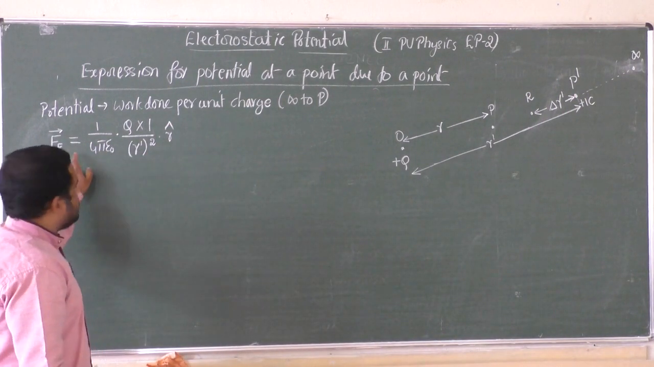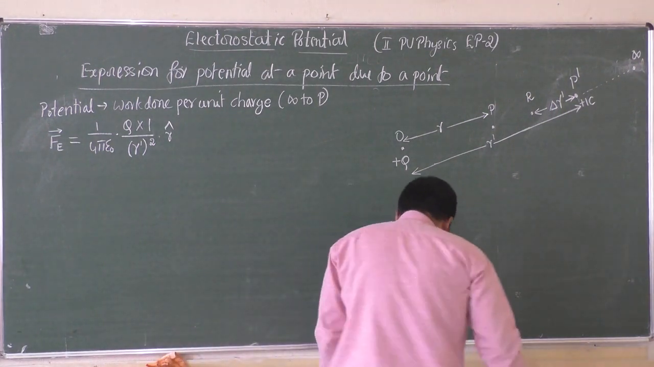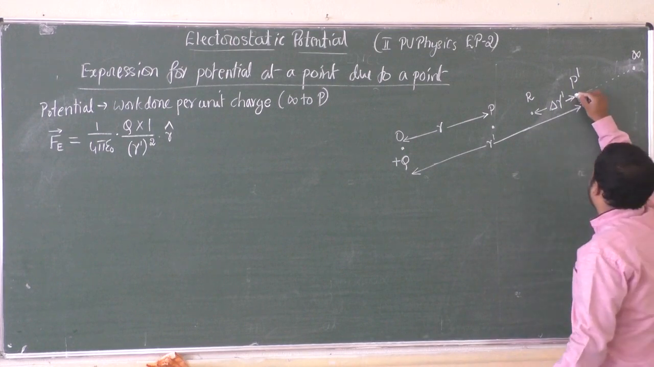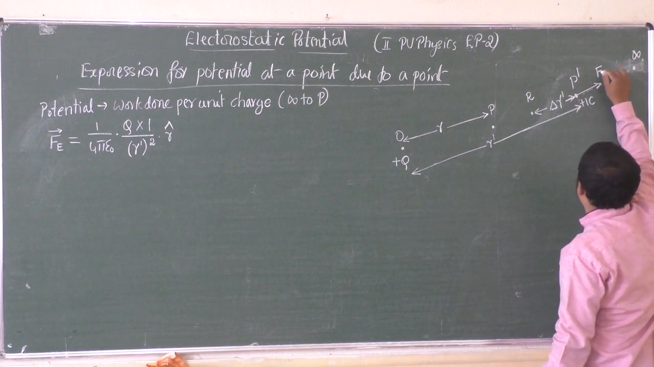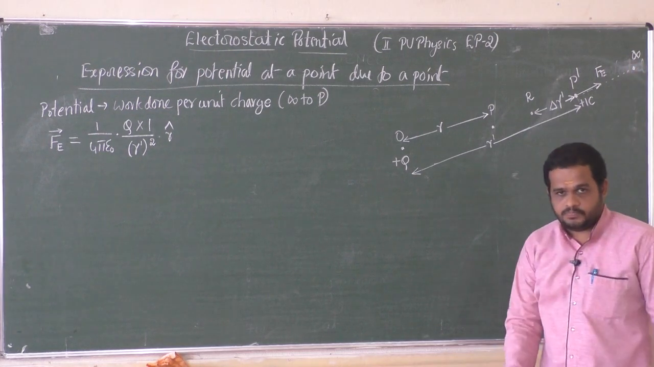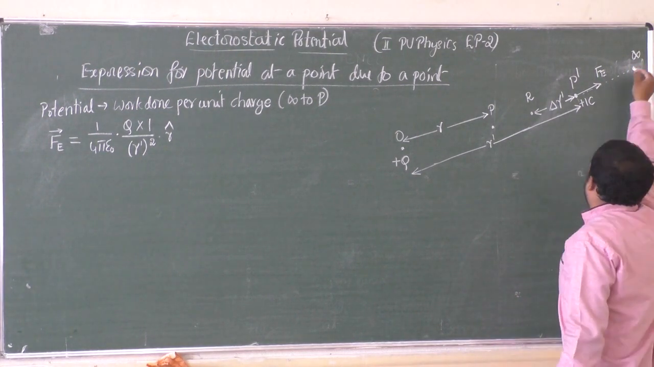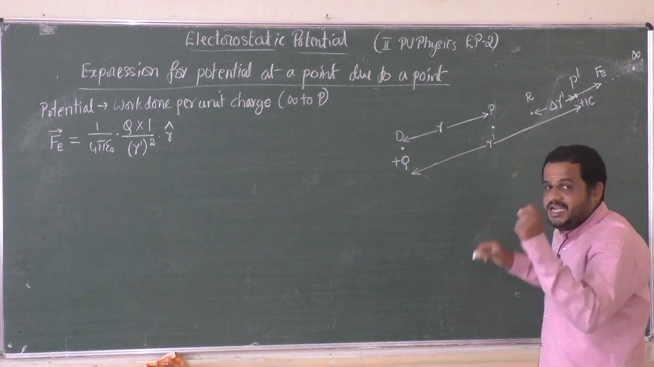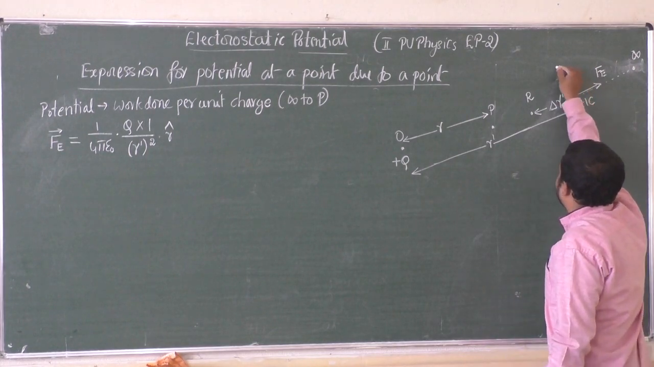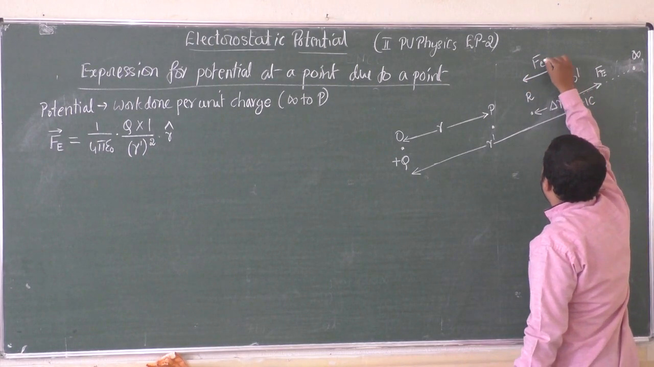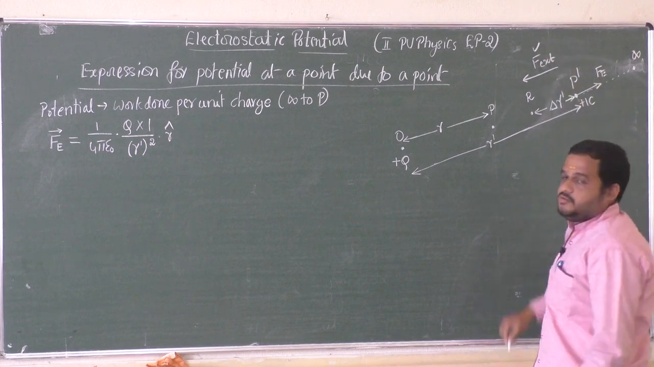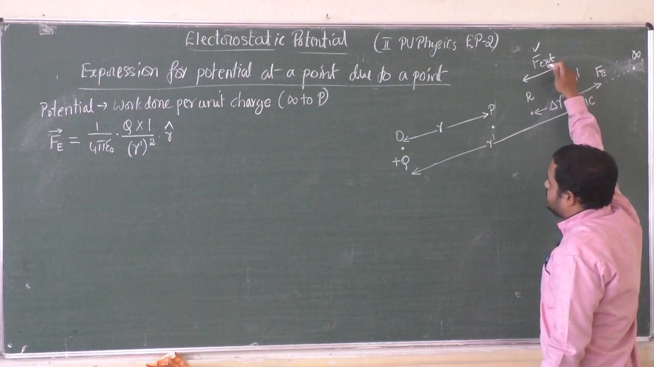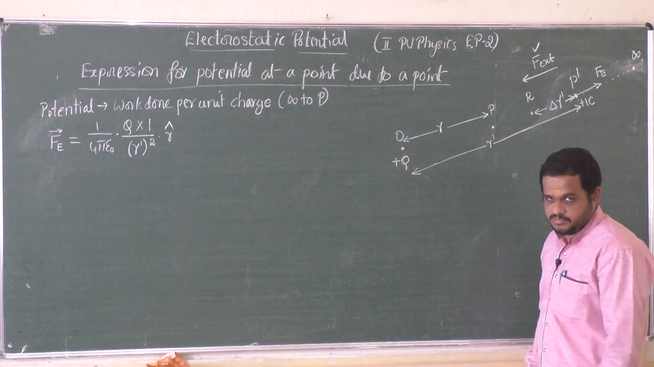Now what is the direction of this electrostatic force? Both are positive charges, therefore the electrostatic force Fe is directed like this, repulsive. To bring the unit positive charge from infinity to point P, we need an external force, and the direction of that external force must be like this. Against the electrostatic force, we have to apply an external force, F external. So the direction of this F external is towards the source charge.